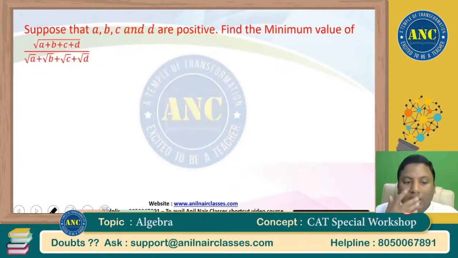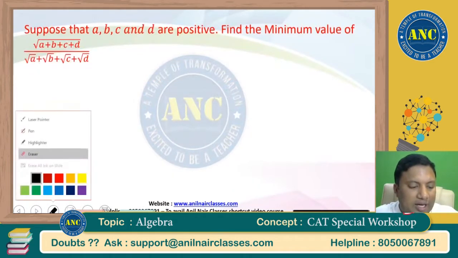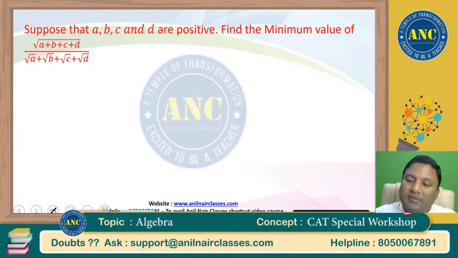Next question. Suppose that A, B, C, D are positive real numbers. Find the minimum value of root of (A plus B plus C plus D) divided by (root A plus root B plus root C plus root D).